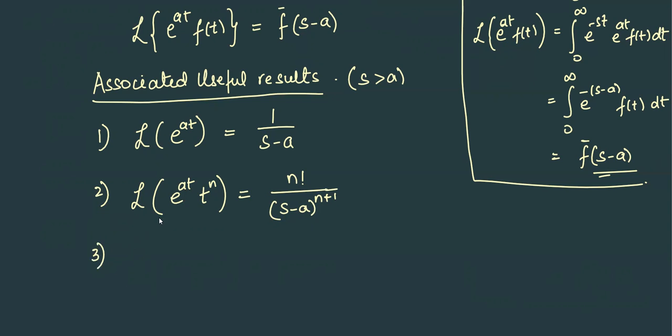Third, Laplace transform of e power at and sine bt. Sine bt was b by s square plus b square, so now this is a, this is b. So we get b by s square plus b square, where s should be replaced by s minus a.